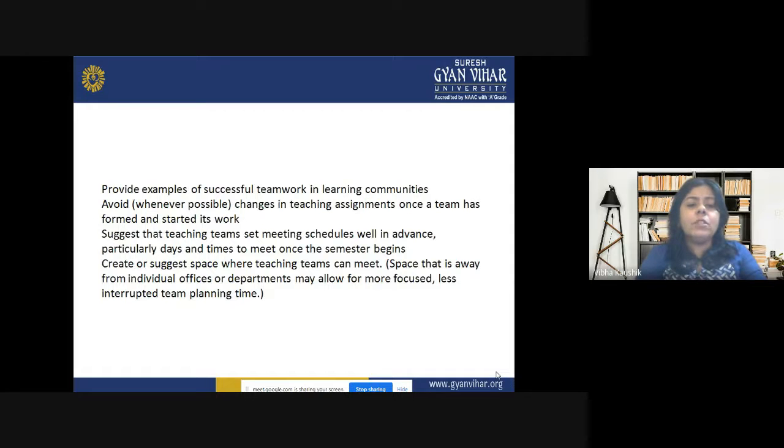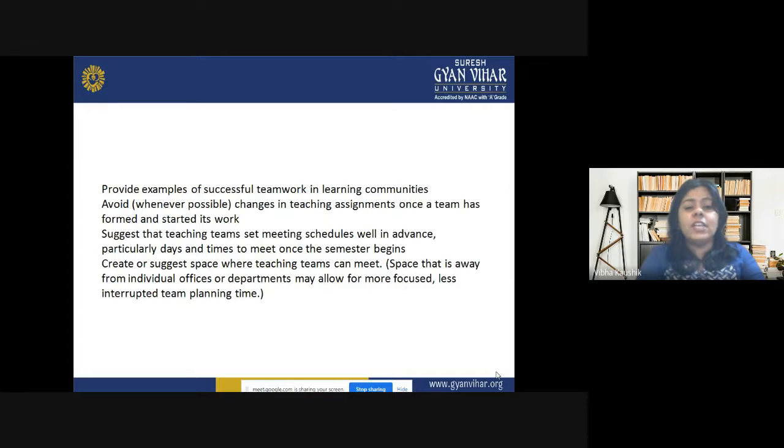Provide examples of successful teamwork in learning communities. They can present the different examples in front of the teachers. Avoid, whenever possible, changes in teaching assignments once a team has formed and started its work. This means there should be no confusion.